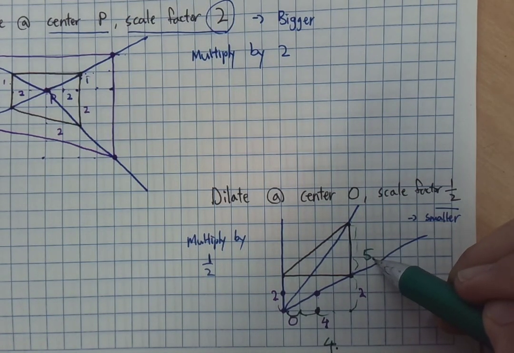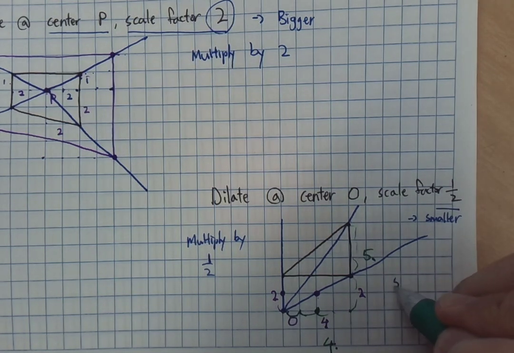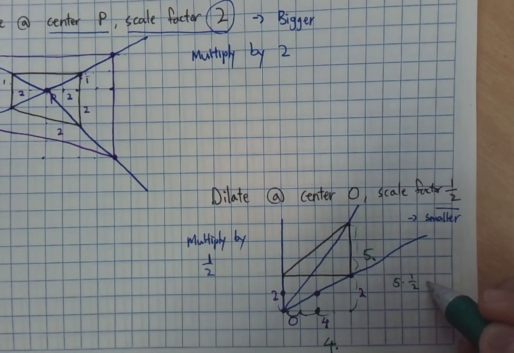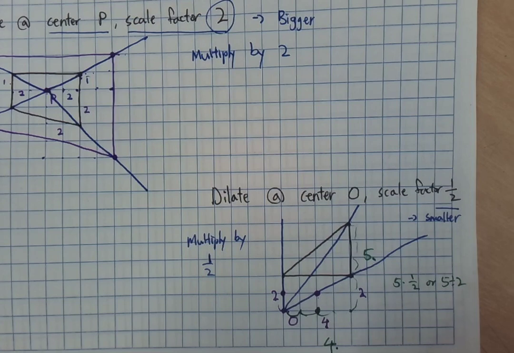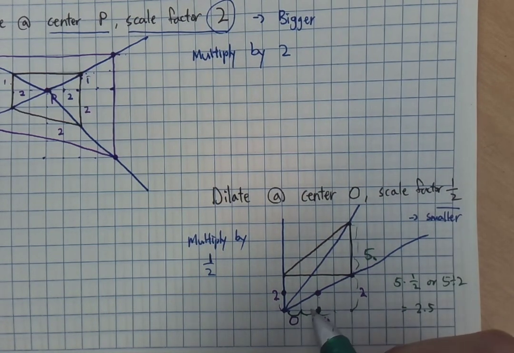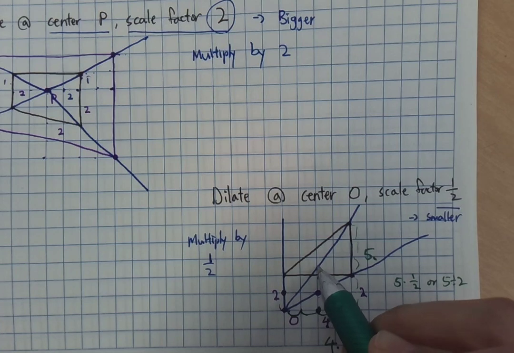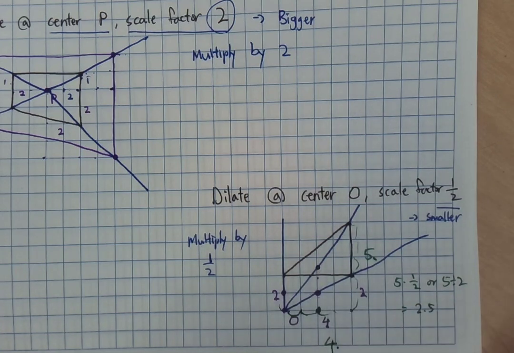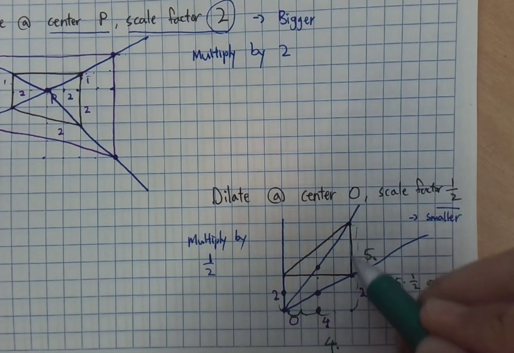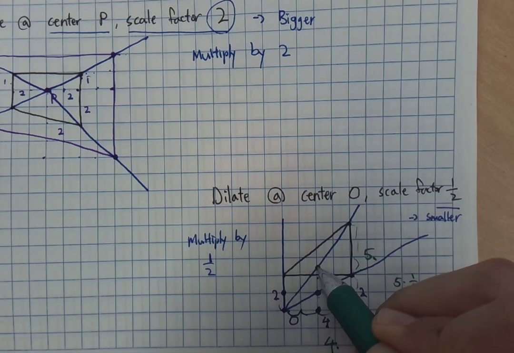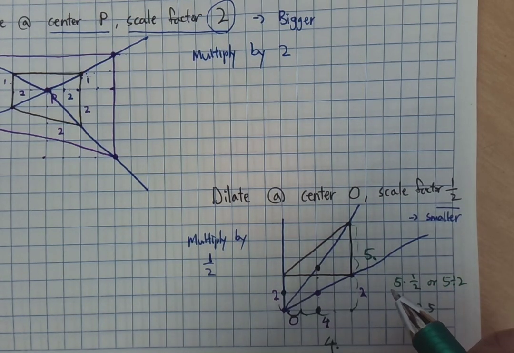Now how much do I go up? Originally I went up 5, right? So 5 times 1/2, or 5 divided by 2, is 2.5. So I'm going only 2 squares and half. And that lands on our guiding line, right? There we go. We can kind of eyeball it too, right? Half of 5 is right here in the middle, 2.5. So now I just need to connect all those points.